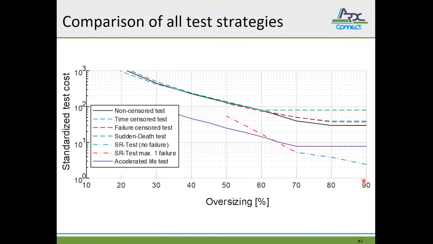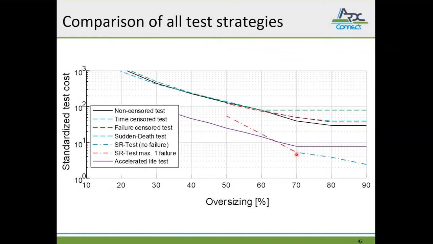So we have a requirement and a component that is 50% oversized overfulfills this requirement by 50%. And as we can see, the success run test is only entered here at 70 to 90%. So this tells us the success run test is the cheapest. We can see that for components that have high oversizing.